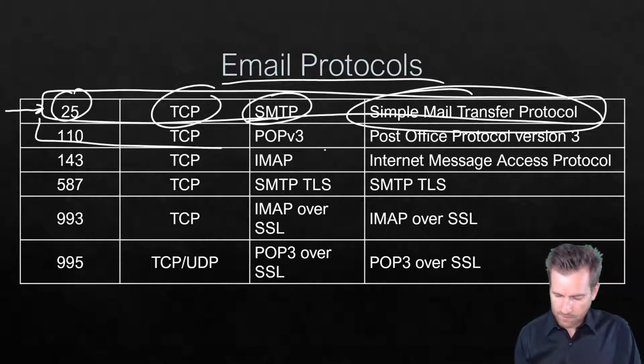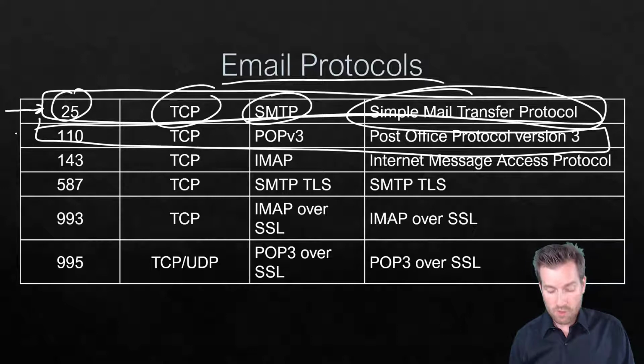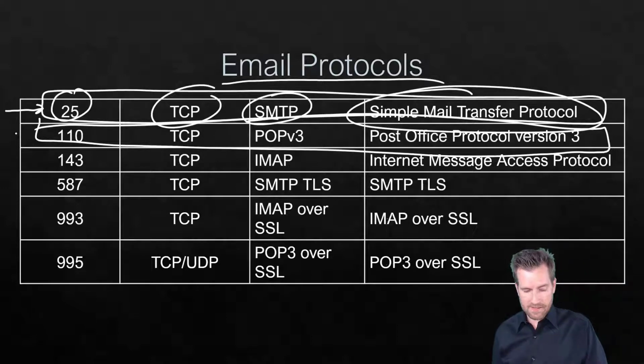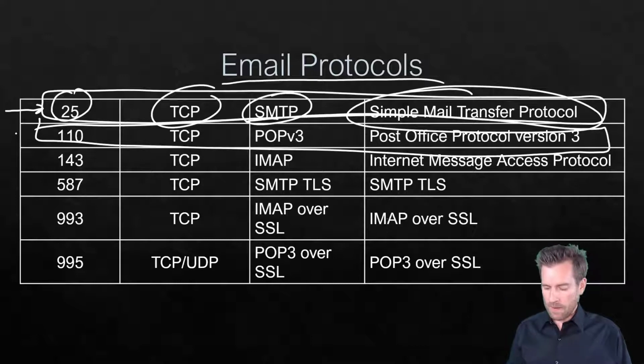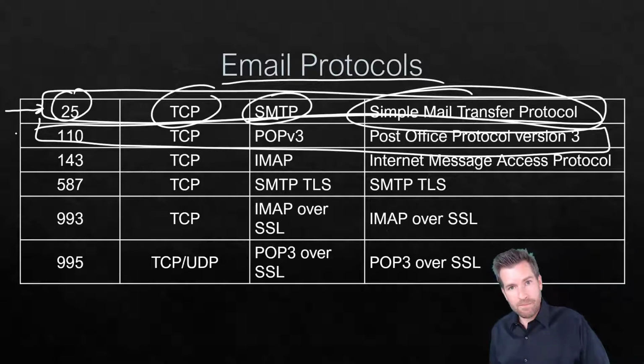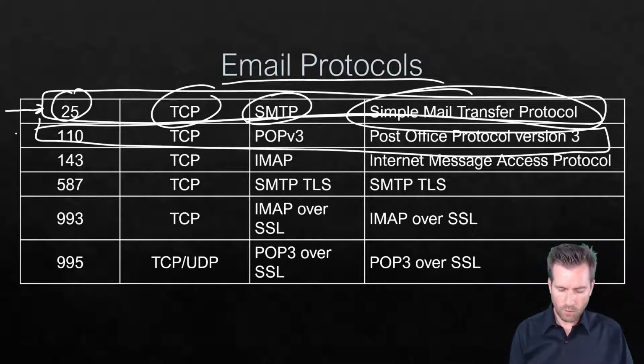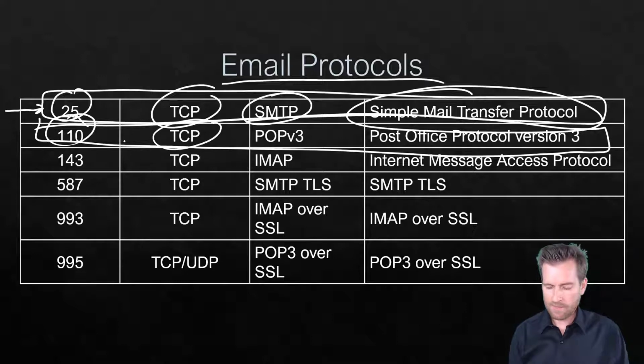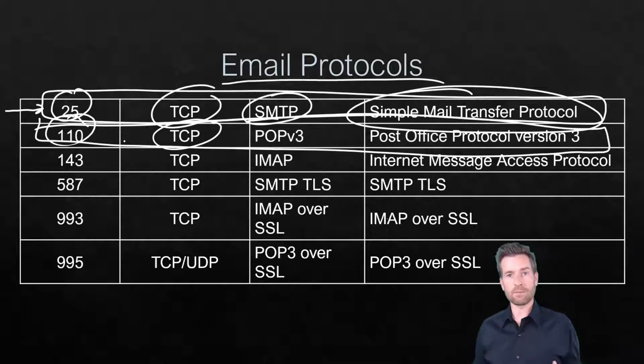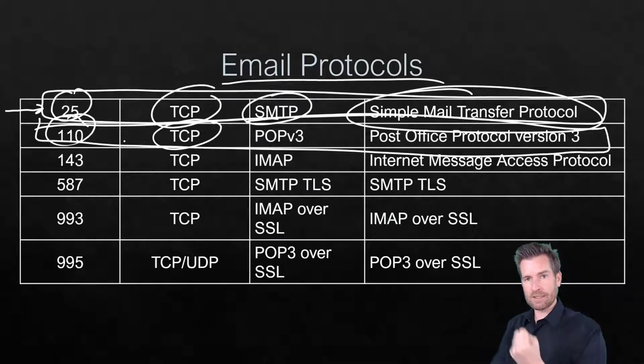Versus POP3, which has been used for a long time and is also considered insecure, is port 110. POP3, Post Office Protocol version 3, is port 110, and it uses TCP to grab data and pull it down, usually to the client. So it's taking it from the email server and pulling it down to the client.